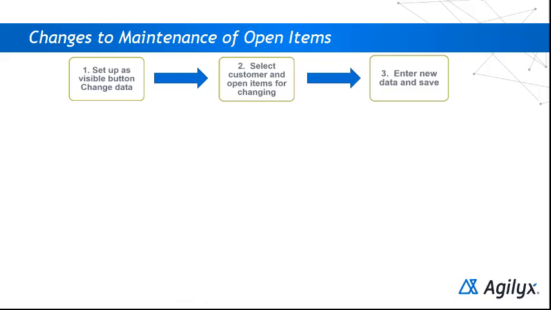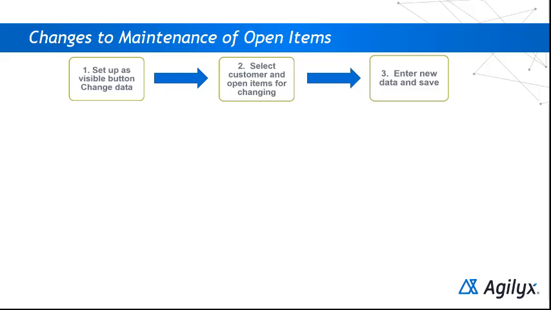It's now possible to change complaint date, complaint code and reminder levels for multiple selected open items at the same time in AR. And this is all in one step. So if you've got multiple items that you want to change, you can do that. There's three main steps to this.